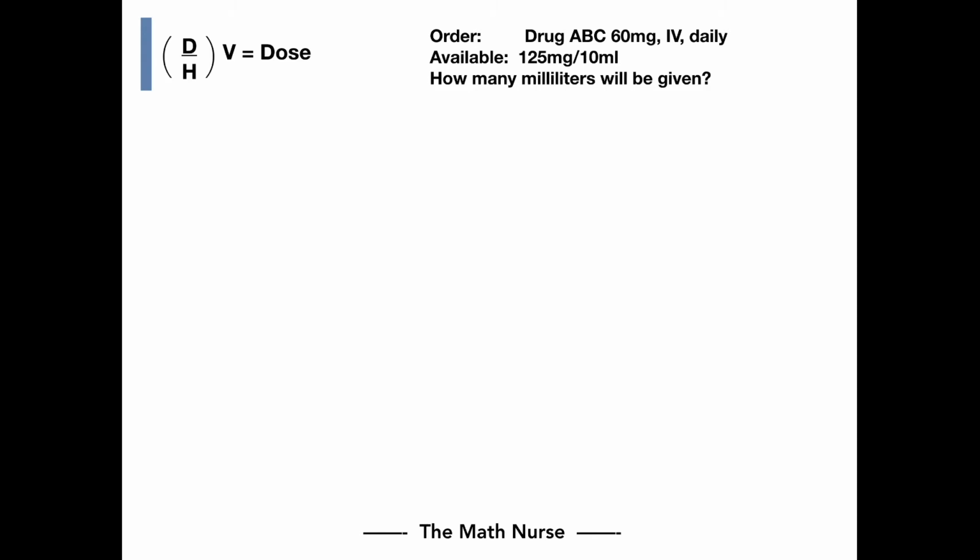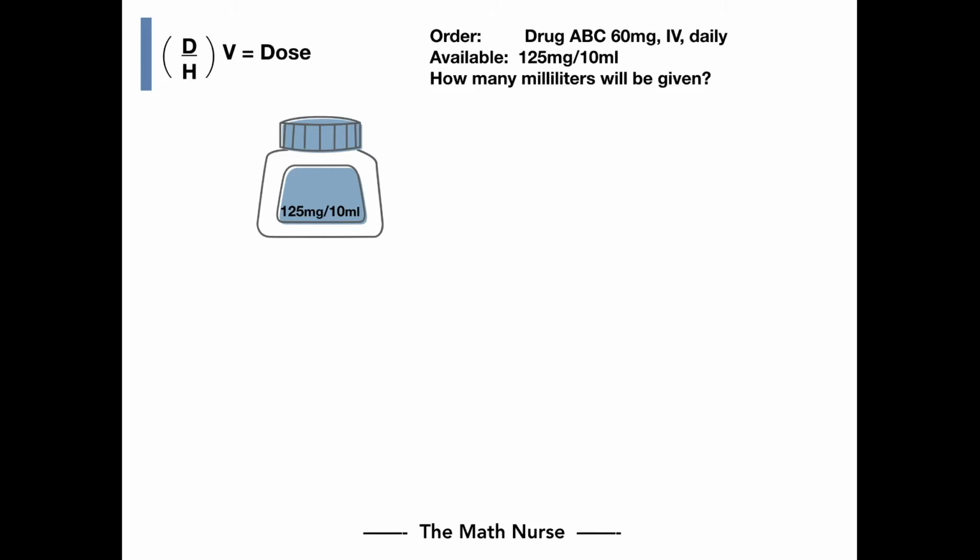The next equation is drug ABC. We're going to give the patient 60 milligrams IV daily. All right, so what we have available is 125 milligrams for every 10 milliliters. So there's our RX bottle, 125 milligrams in 10 milliliters.